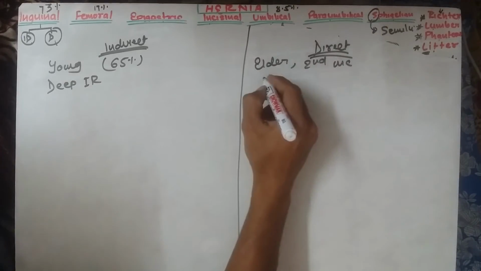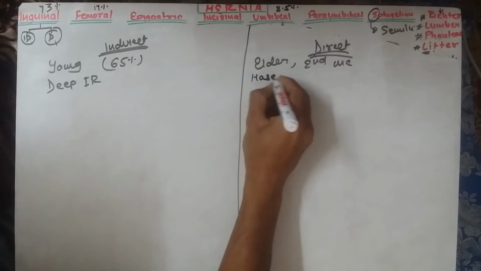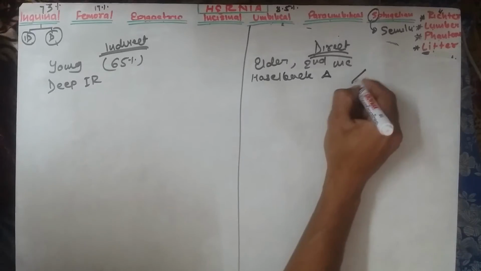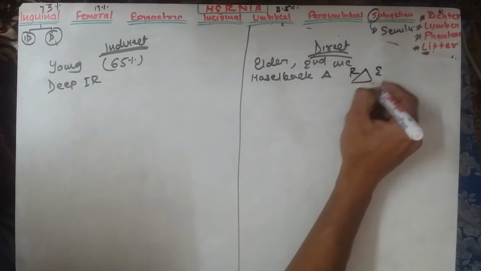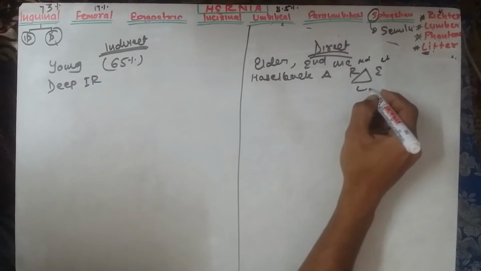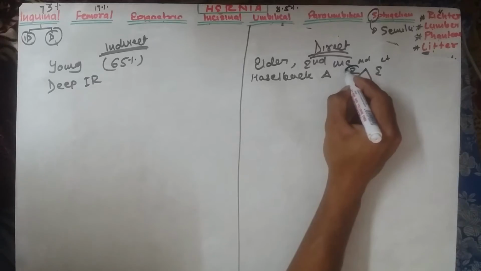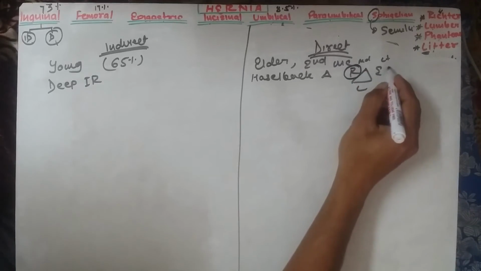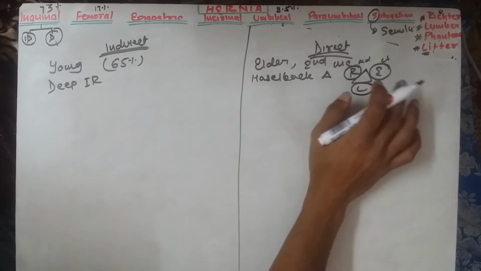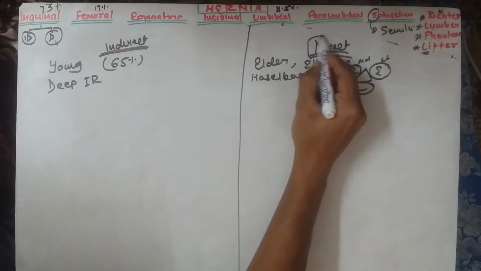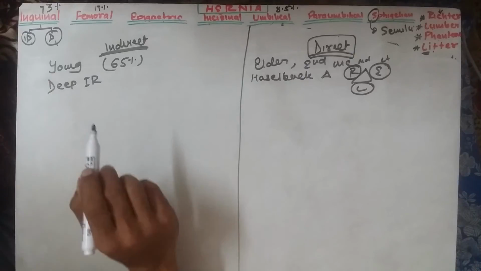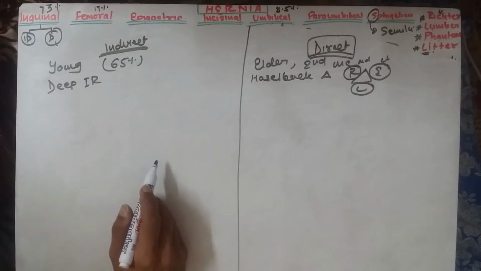Then the direct is seen in the Hesselbach triangle. Hesselbach triangle can be remembered as REL. R is for the medial side, whereas E is the lateral and L is the lowermost. R is the rectus abdominis muscle, E is the inferior epigastric artery, and L is the inguinal ligament. So in direct hernia, the protrusion of the viscus is via the Hesselbach triangle.